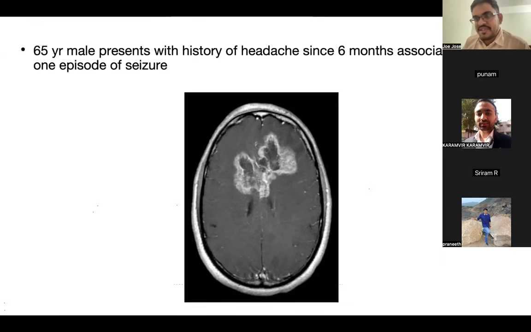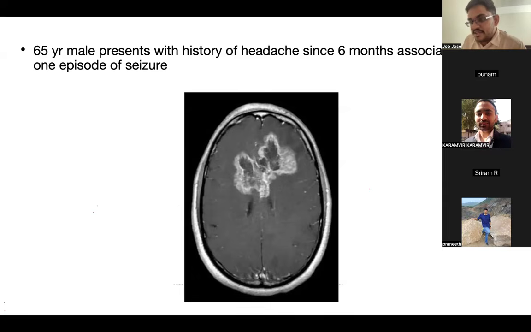So pseudoresponse is seen in which setting in GBM? Pseudoresponse is seen when bevacizumab is given. Usually in the second line setting, we give bevacizumab once a tumor has recurred. There it might look like the tumor has responded because it takes care of the peritumoral edema. So it looks like the tumor has responded when it has actually not responded, right? Okay, so that is it.